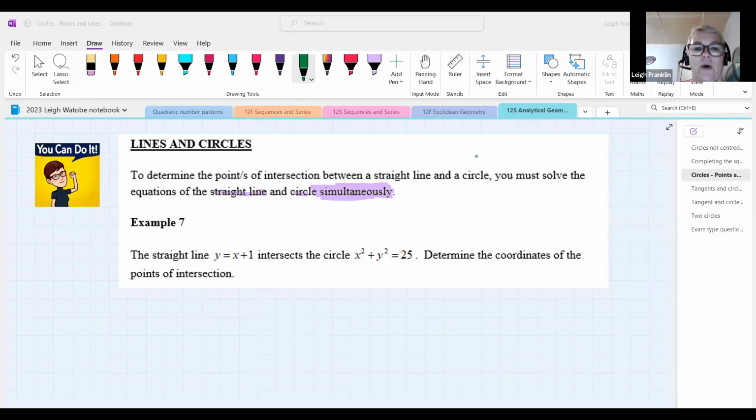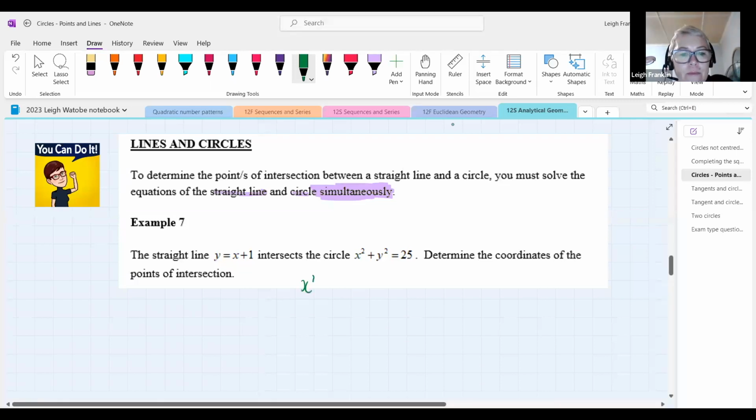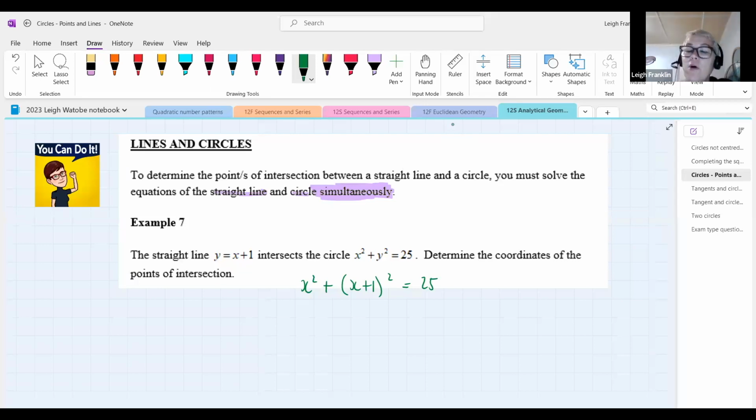I think there is someone. Okay, Palesa says sub x plus 1 into the equation. Absolutely. So what should I write, Palesa? Tell me what I should write. I think you should write x squared plus (x plus 1) squared is equal to 25. Lovely. Perfect. That's exactly it. That's cracking the first line.